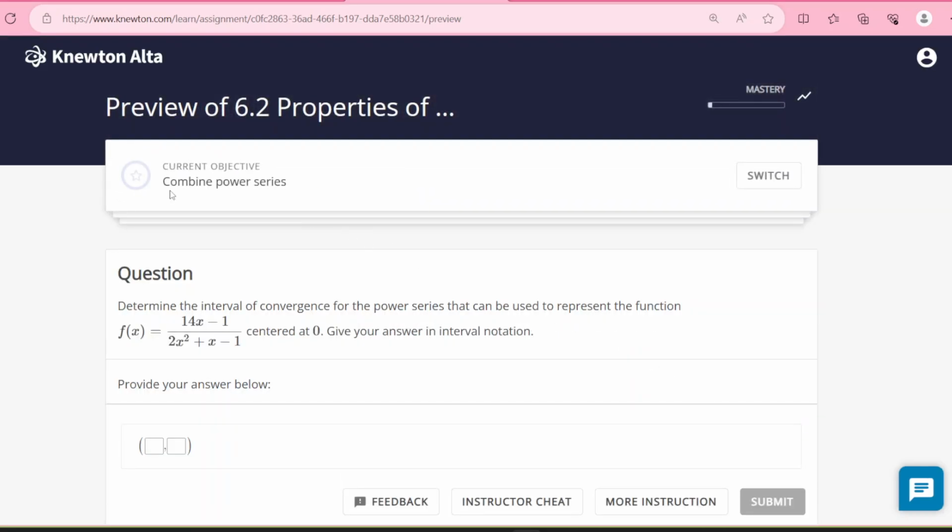All right, so now we're asked to combine power series. Determine the interval of convergence for the power series that can be used to represent the following function, centered at 0. Like with the last example, I'm going to do a partial fraction decomposition here. I know it doesn't look ready for it yet, but remember, you can do that for any rational expression that has a factorable denominator like this one does.